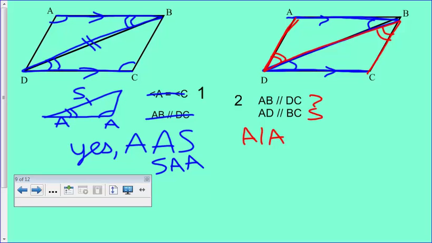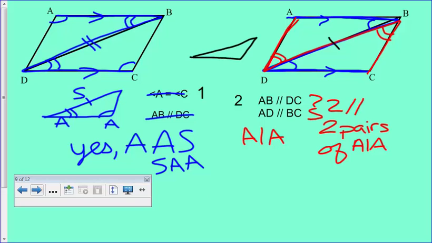So when you have two lines parallel, you get two pairs of alternate interior angles. So it kind of makes it easy. You can just mark both immediately. So now that we have both of the givens, the last thing we can do is that reflexive property in the middle. So I'm going to go ahead and redraw the one triangle out. We have this, this, bam, bam.